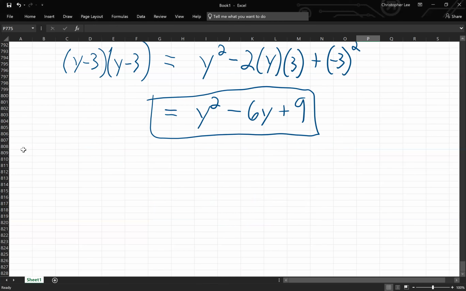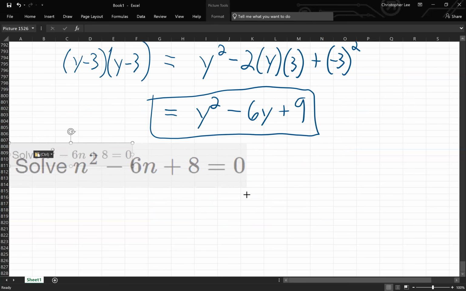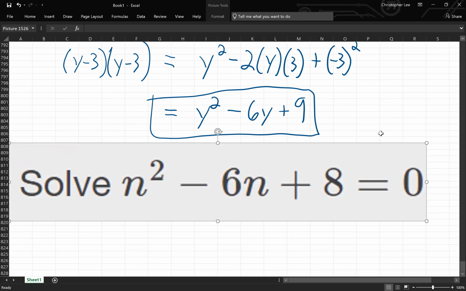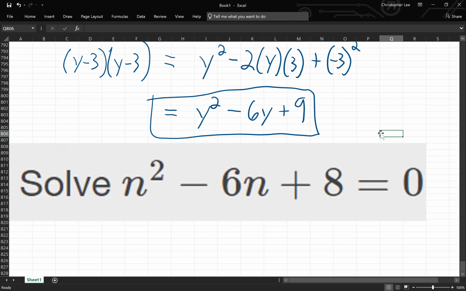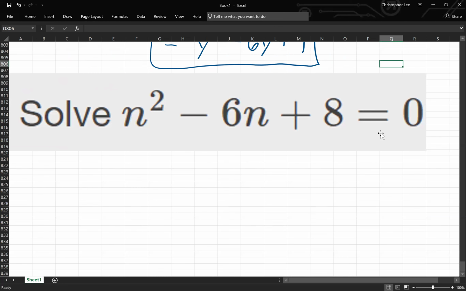But what about the reverse? Let's say you had n squared minus 6n plus 8, right? Equals 0. Remember how we used to do this? We're going to factor this, right? I want two numbers that multiply to give me positive 8. And when I add them, I get negative 6. That's going to be what? The n and the n. And it looks like we should have negative 4, negative 2. So negative 4 times negative 2 is positive 8. Negative 4 plus negative 2 is negative 6.